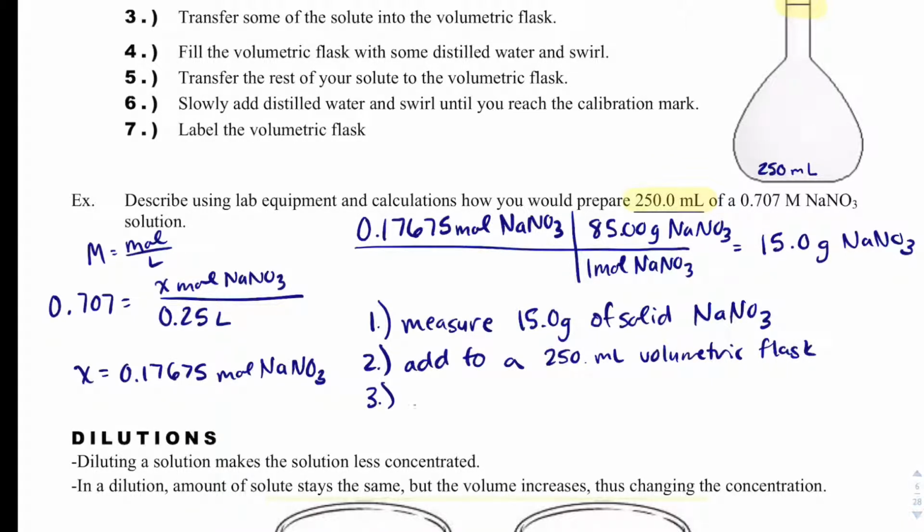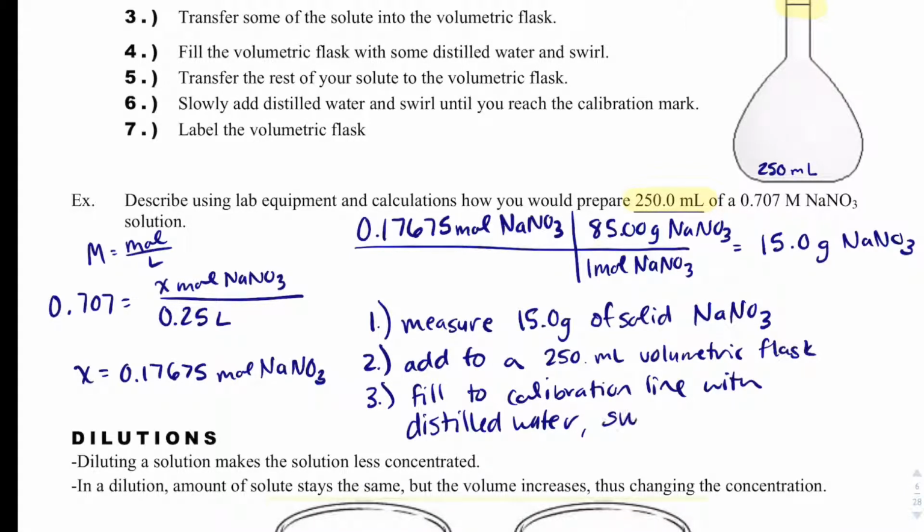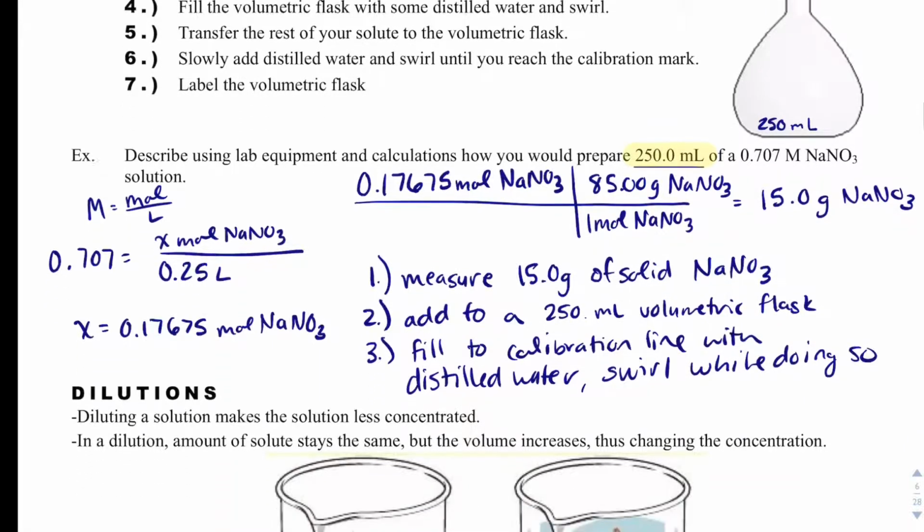And then I'm going to fill to the calibration line with not just water. You need to mention that it's distilled water or deionized water. Those two things mean the same thing, but we're going to fill to the calibration line with distilled water and probably swirl while doing so. And so now I should have 250 milliliters of 0.707 molar sodium nitrate.